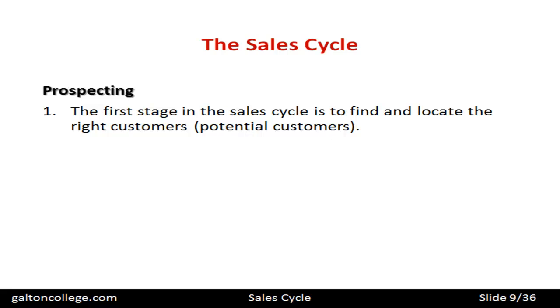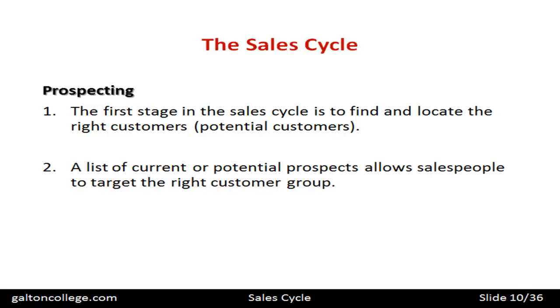This is called prospecting. They're looking for something. It's like prospecting for gold. They're looking for customers in this case. They're prospecting customers. They're checking to see who are likely customers. A list of current or potential prospects allows salespeople to target the right customer group.